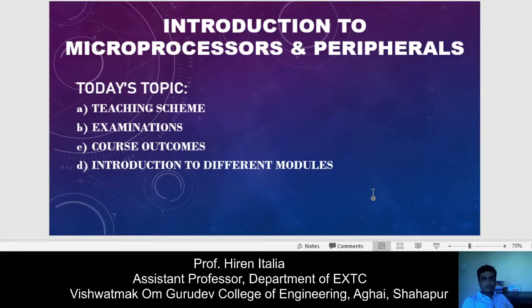Today we will look at the overview of the subject called microprocessor and peripherals, and we will discuss the teaching scheme, examinations, course objectives and outcomes, and an introduction to the different modules. So without wasting any further time, let's jump to the syllabus of the subject called microprocessor and peripherals as per the Mumbai University guidelines.